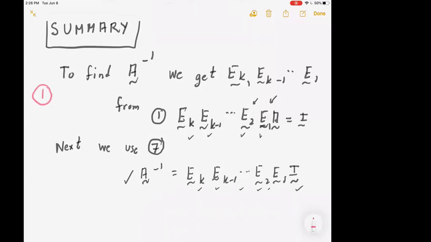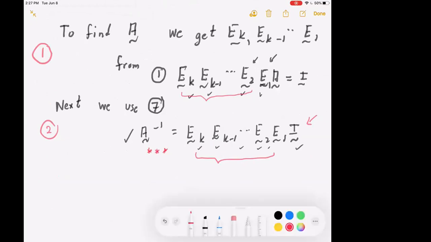First thing you need to do is figure out what the elementary row operations, the elementary matrices are, that'll turn A into the identity matrix. And the second thing you need to do is take those elementary matrices and then, in that proper order, multiply them by the identity matrix. And that should give you the inverse of A.